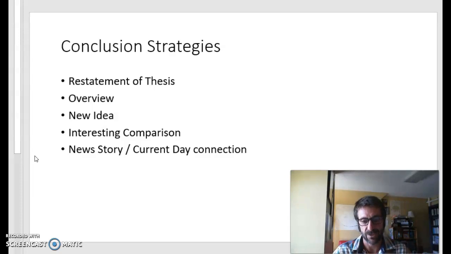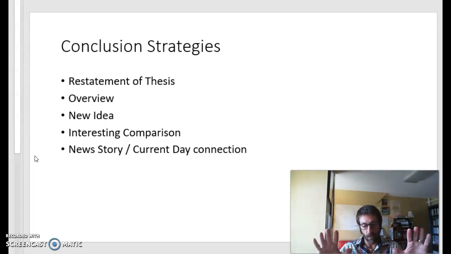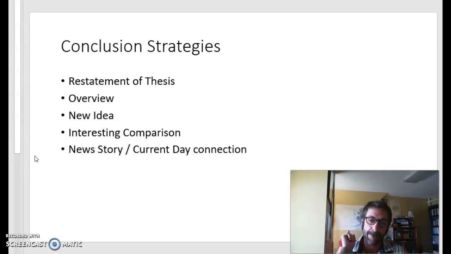Secondly, we got conclusion strategies. How are you going to wrap that paper up? A lot of people just restate the paper and summarize the thesis as well as the evidence that's been presented. I think that's a fully fine way to end a paper. But if you want to try something more interesting, a little more engaging, a little more out of the box, there's some things you can do.